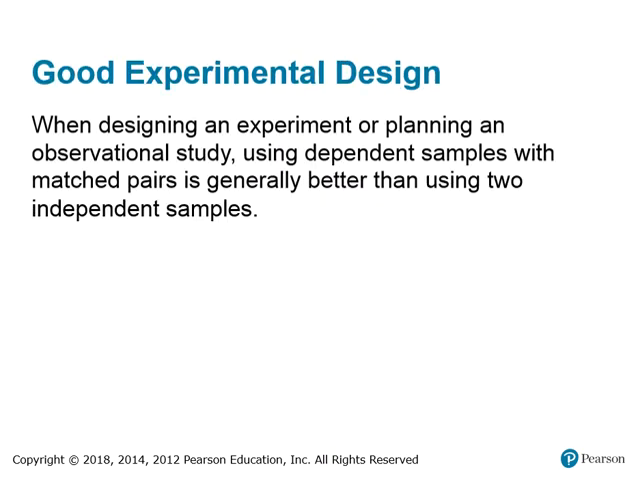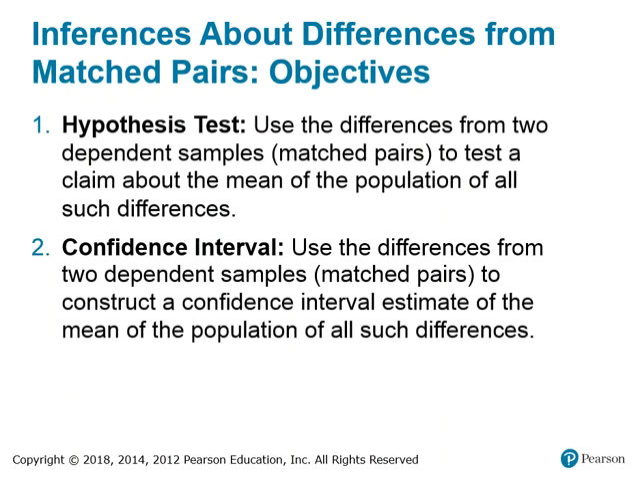We always want to make sure we have a good experimental design. Make sure we're doing an actual experiment or we're planning an observational study. Sometimes it's best to do dependent samples when we can and we match up things rather than using two independent samples. We're going to do the hypothesis test and the confidence interval.